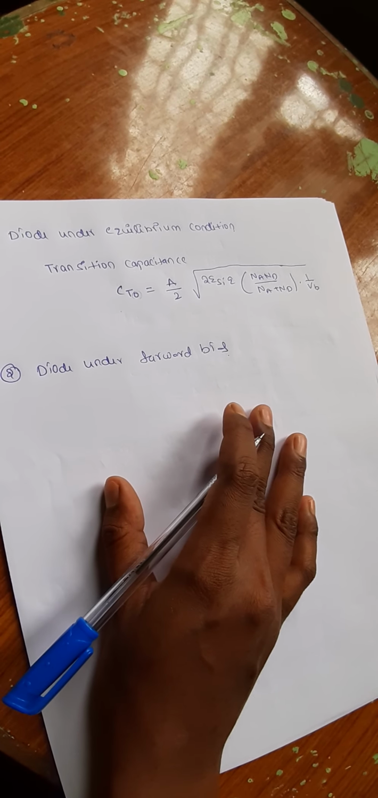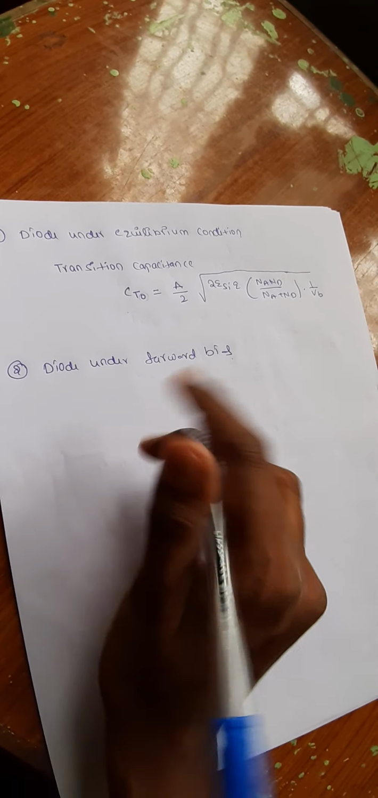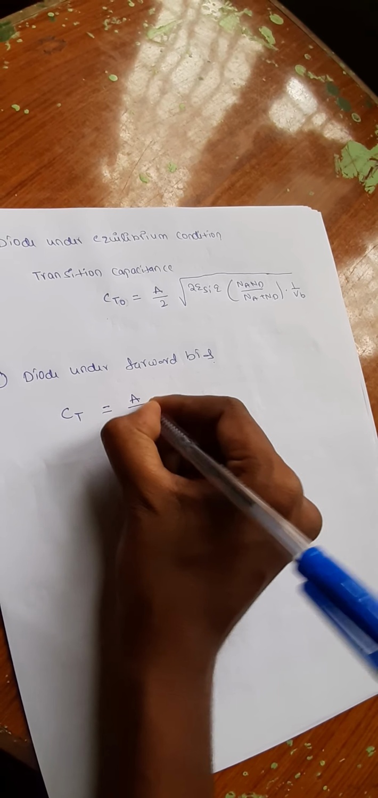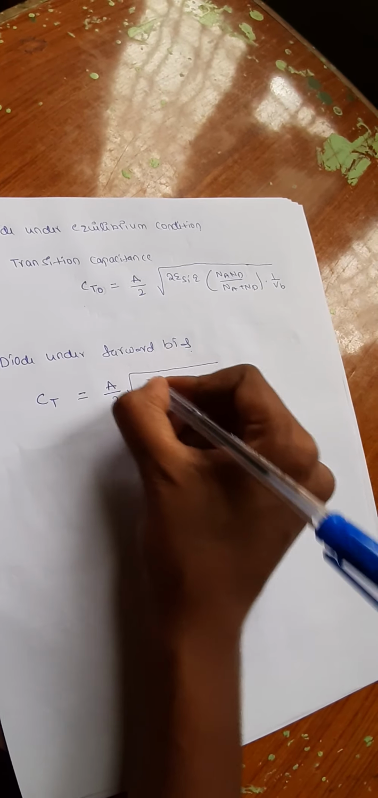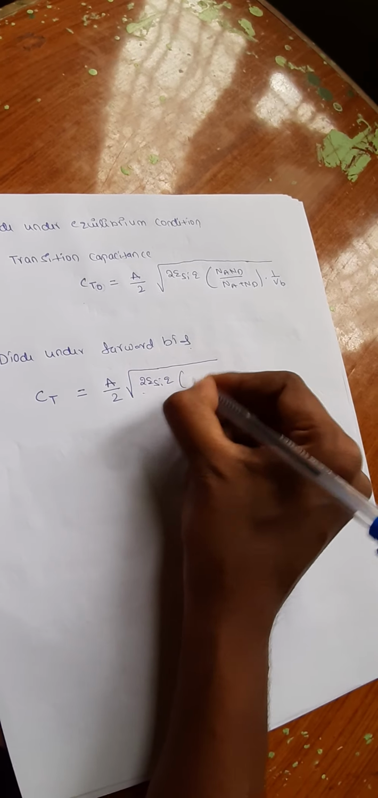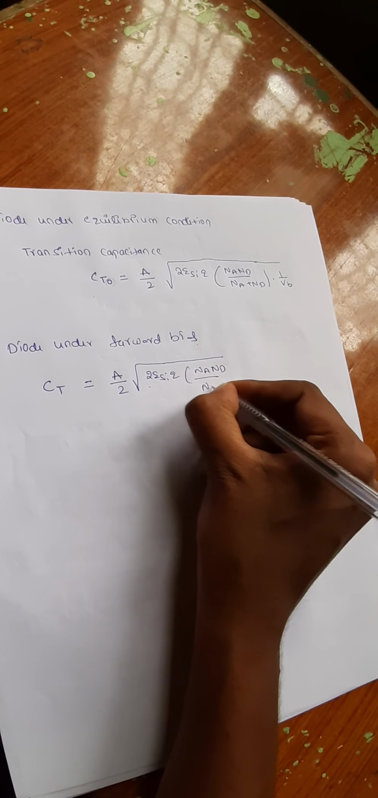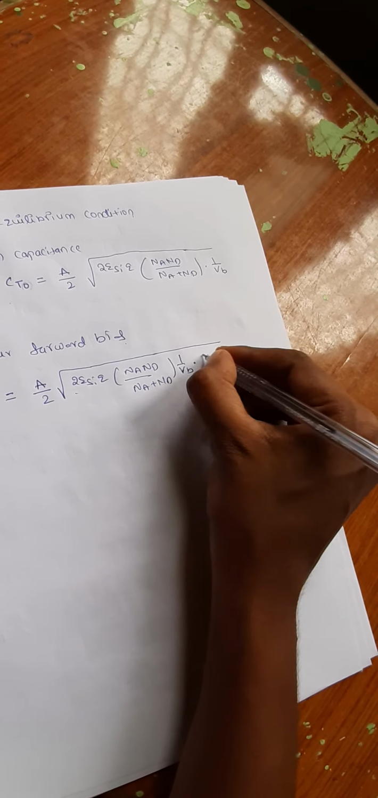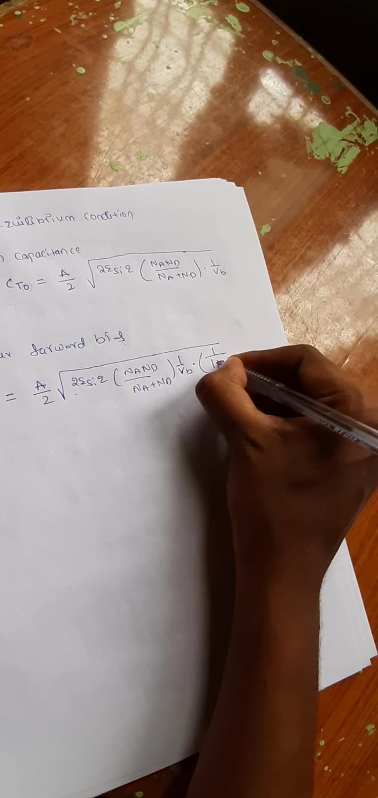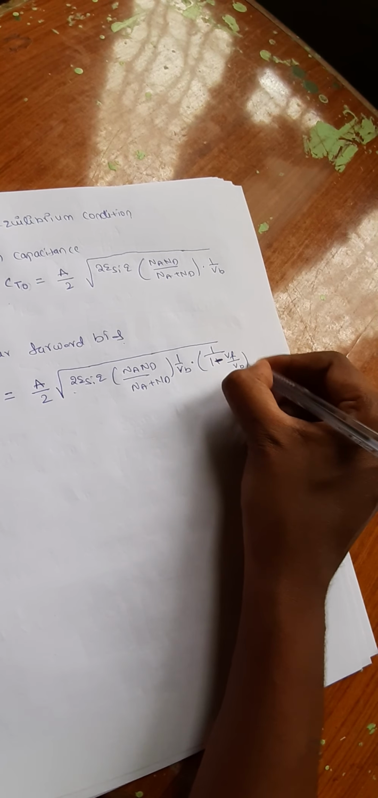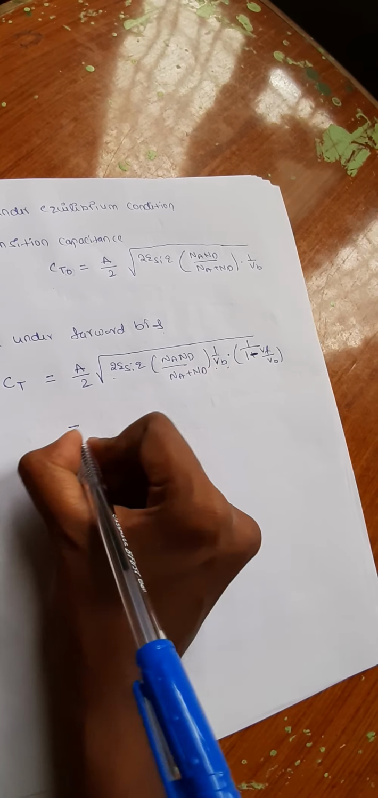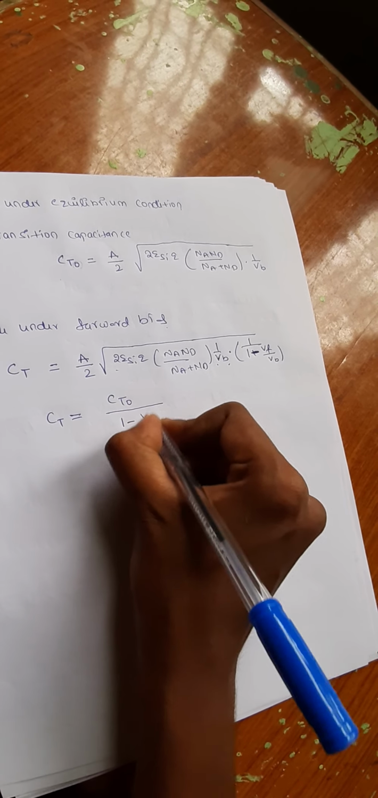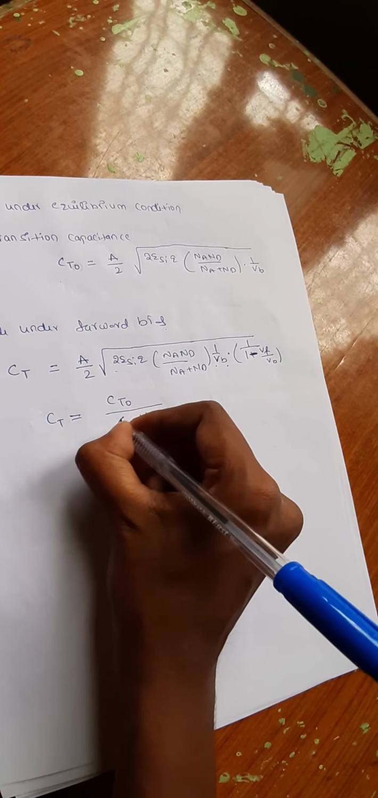Under forward bias there exist two capacitances, those are the diffusion capacitance and transition capacitance. So I am first writing Ct, transition capacitance of the diode under the forward bias condition, is given by A by 2 square root of 2 epsilon si q, Na Nd by Na plus Nd, multiplied by 1 by Vb and multiplied by 1 by 1 minus Vf by Vb, because I am taking Vb out. Okay, so we can simply write it as Ct is equal to Ct0 divided by square root of 1 minus Vf by V0 under the forward bias condition.